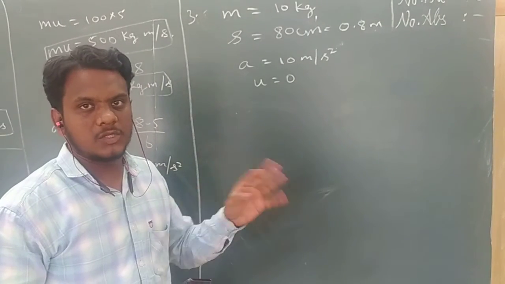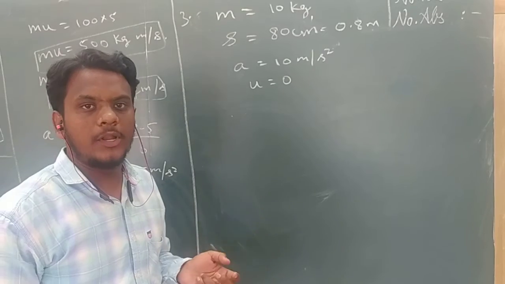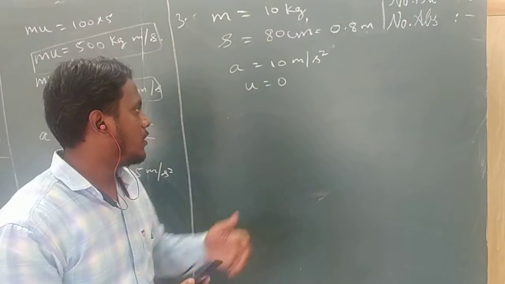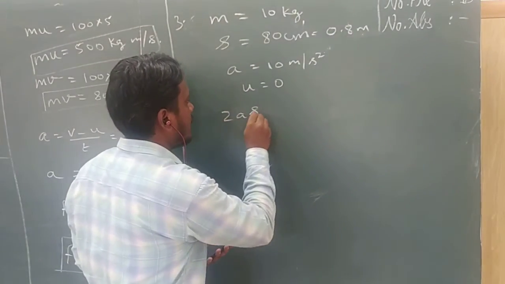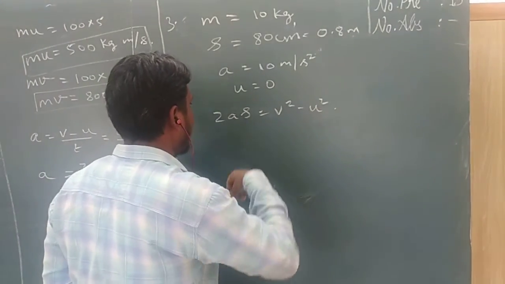We don't have t, so we cannot find it that way. And the next one is v equal to u plus at. There also we cannot find. So what should be used? We have to use 2as equal to v square minus u square. That's it. So substitute the values.